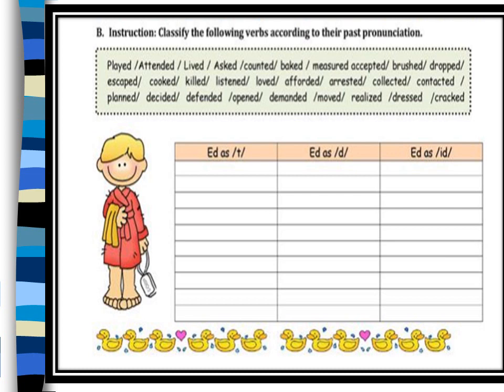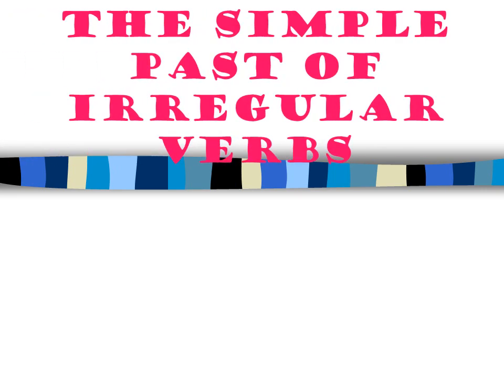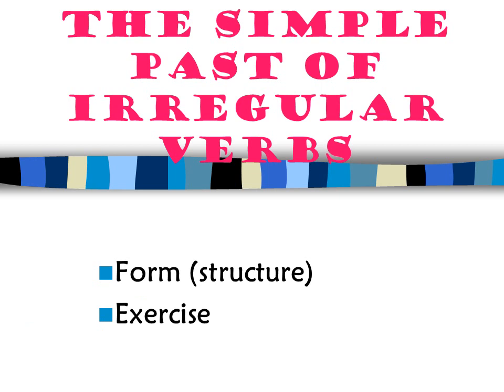Now guys, this is everything about regular verbs in English, the use of regular verbs in the simple past form, of course. Now we're going to move to the irregular verbs, form and use in English. Now the simple past of irregular verbs. We're going to have a look at the form, structure, and we're going to have an exercise of regular and irregular verbs, so you can make the difference between the two.